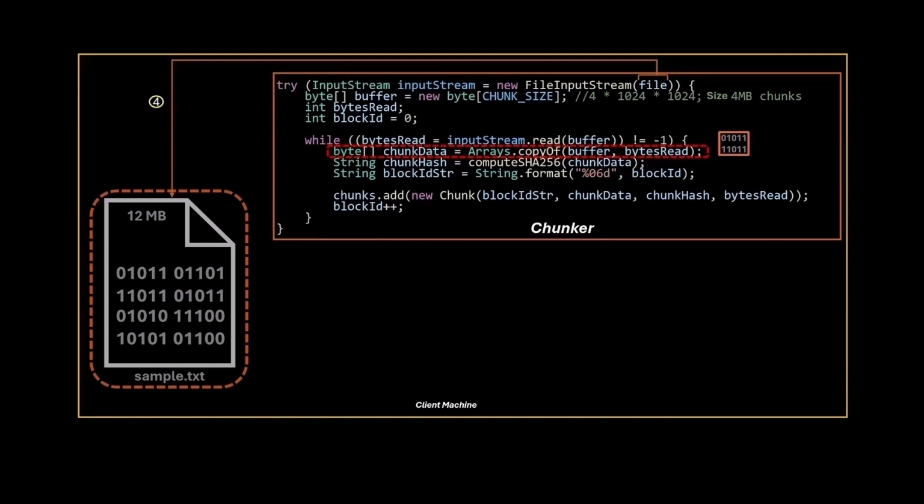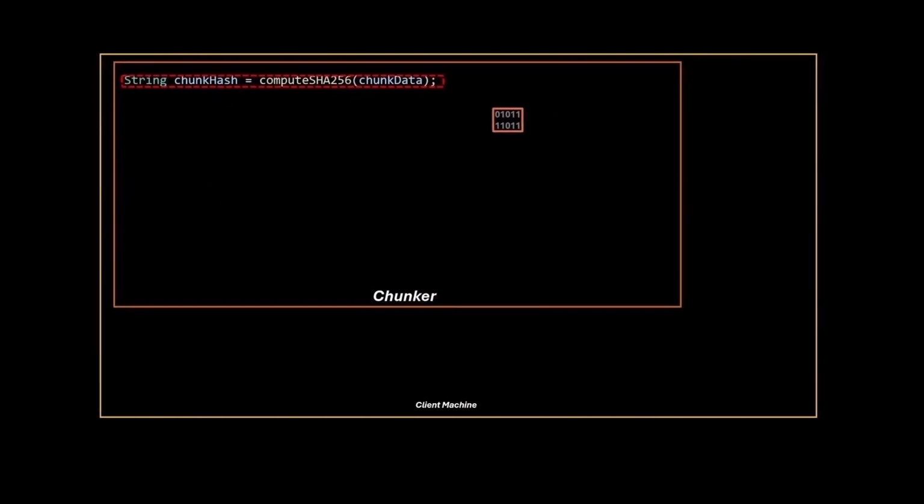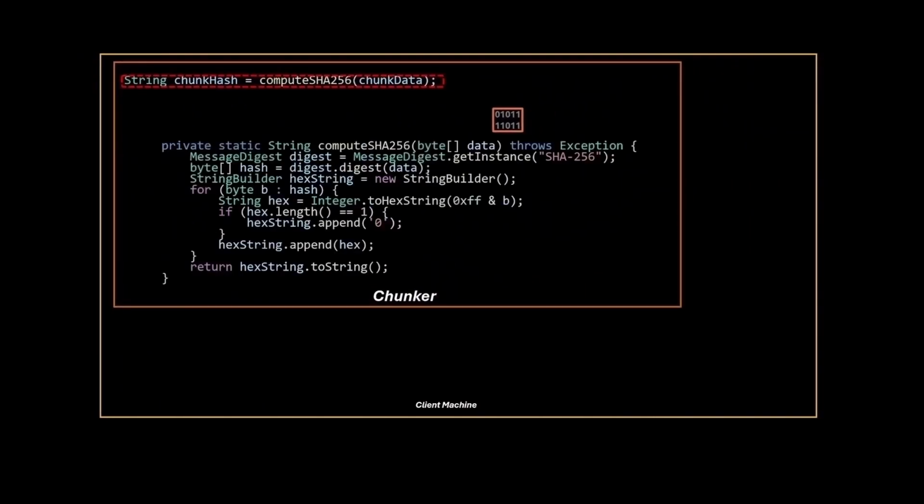So now let's understand what's happening next. We are calling the computeSHA256 method to compute the hash of the chunk. Let's look inside the implementation of this computeSHA256 method. This code is written in Java, and you can take a reference from this code and write the code in the language you want.